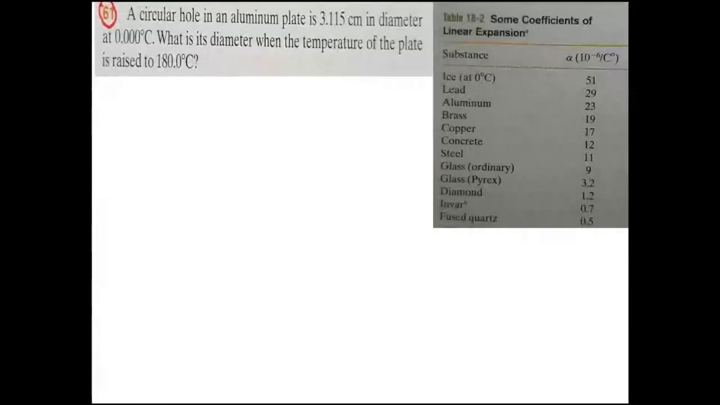Very easy. Okay, let's come to the last question of this chapter. My dear, read each and every word very carefully. What is given here? A circular hole in an aluminum plate. So you have a circular shaped aluminum plate, and the diameter of the aluminum plate is 3.115 centimeter.